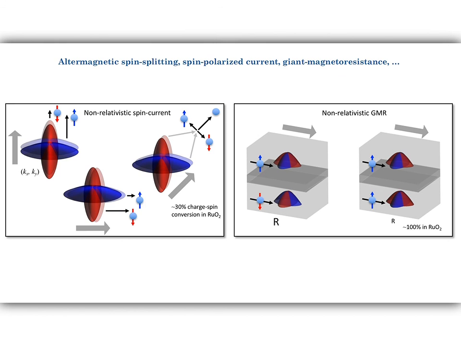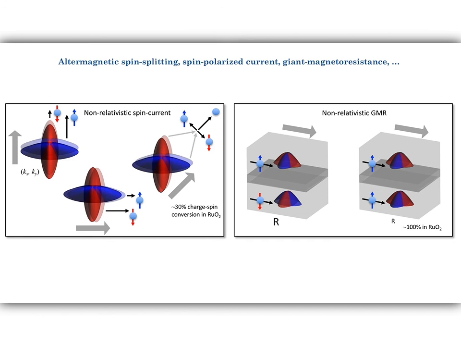However, you will also generate a transverse, now zero electrical current, but pure spin current in the transverse direction. Now, this transverse current is not like a spin Hall effect because it's purely non-relativistic, and because of this, the charge spin conversion ratio can be very large. In this ruthenium dioxide altermagnet, it's around 30%.